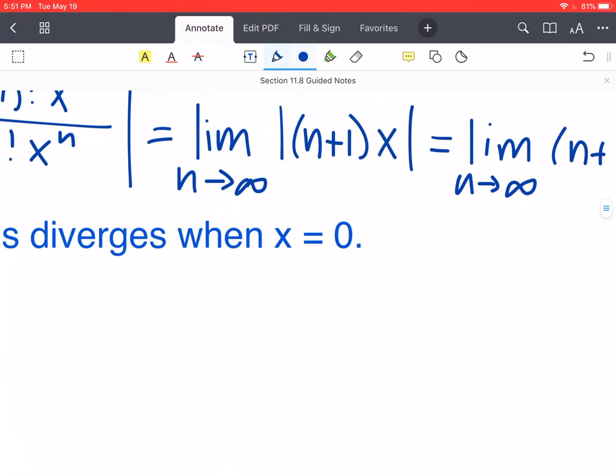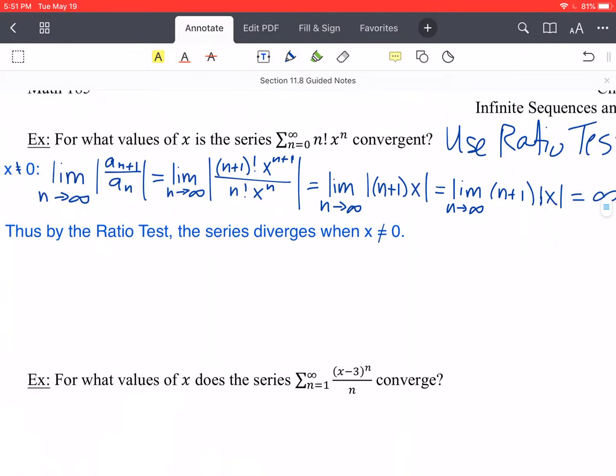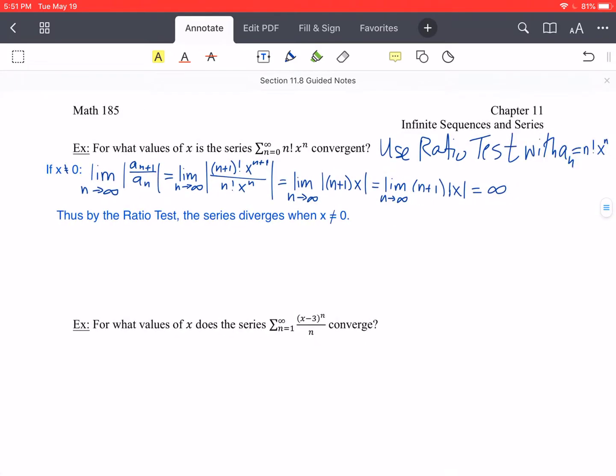Now, why do we have the condition that x is not equal to 0? Well, because if we're looking at the series, if x is 0, this whole term doesn't exist, because you have an x in the denominator. So we can't let x equal 0 and test it that way. So we need to treat it as a separate case when x equals 0.